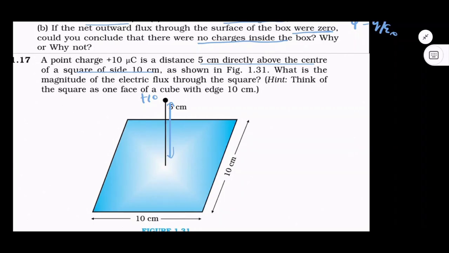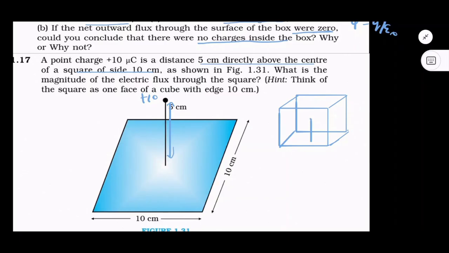Since we are given a square and a charge is placed above it, I should enclose the charge. Let me enclose the charge by making it a cube. So in this way I have enclosed my charge, right? So this is the side of the square. We are given this one face of the cube.